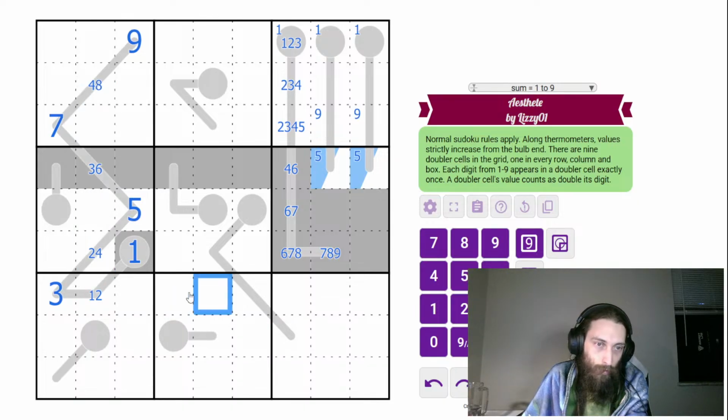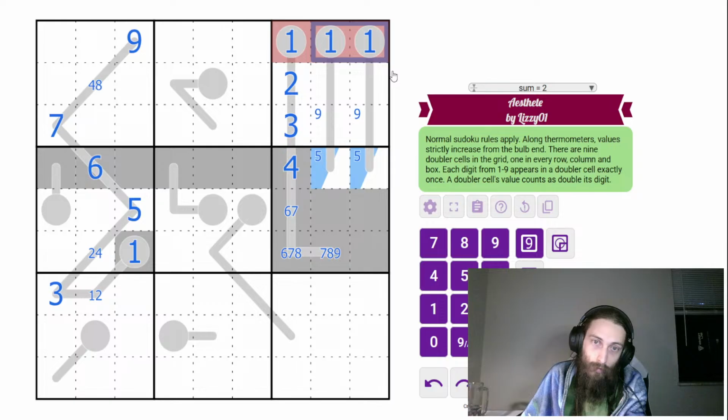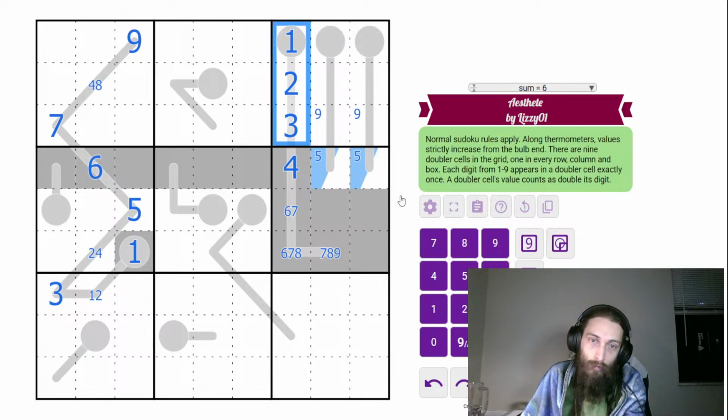But one of those could be doubled. Although this one can't, so it must be a 6. And that must be a 4. So that can't be 5. Nor can it be valued as 5. And these can't be valued as 2, so they're 3, 2, and 1. And they can't be doubled, because we know that that's a 4.